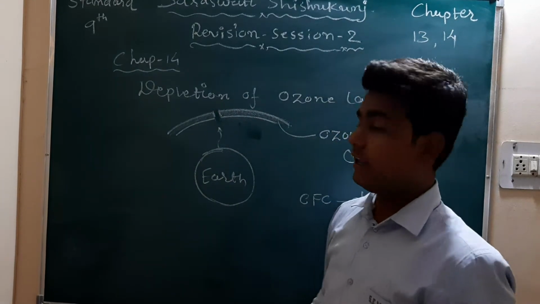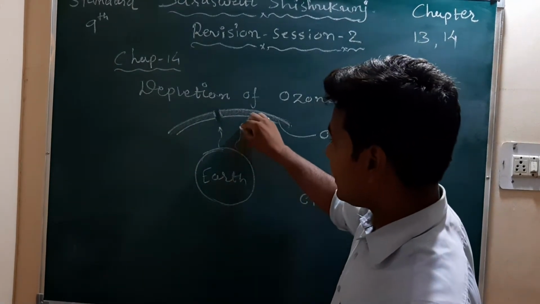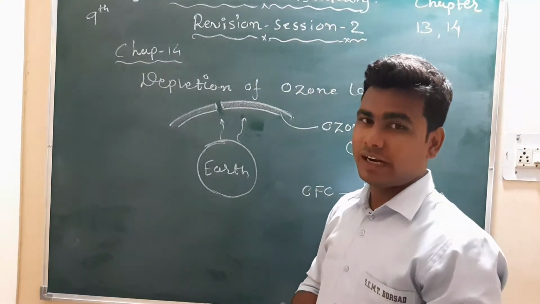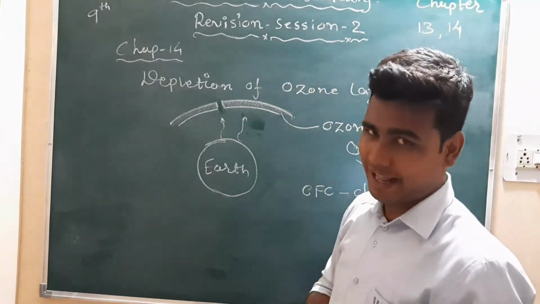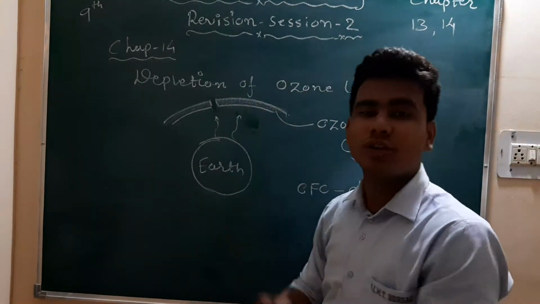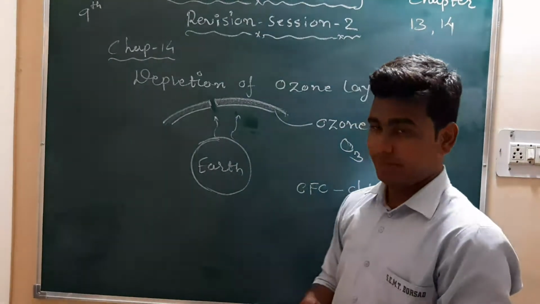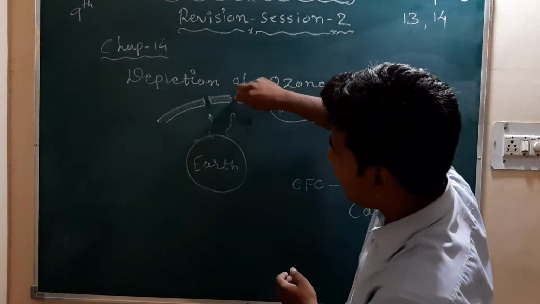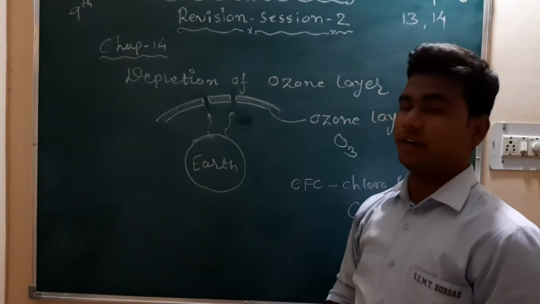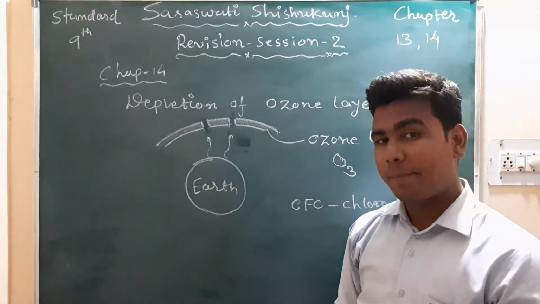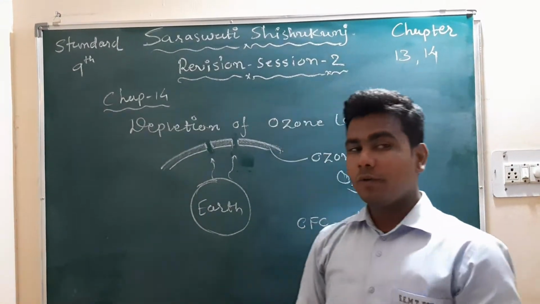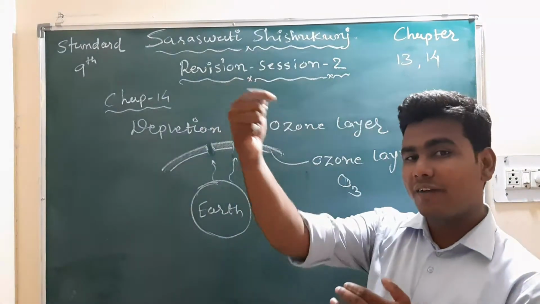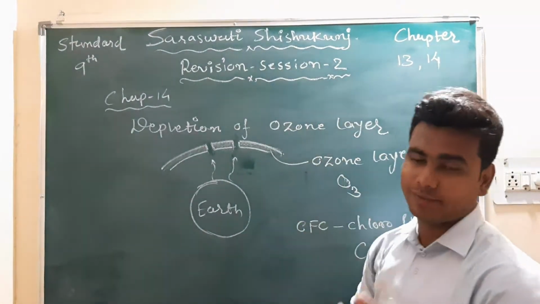See, by increasing the use of refrigerators, air conditioners and other appliances, we are increasing the portion of CFCs in the atmosphere, and they will all break down the ozone and make holes in our ozone layer. So that is called depletion of ozone layer. Now we know that this ozone layer protects us from ultraviolet rays coming from the sun.